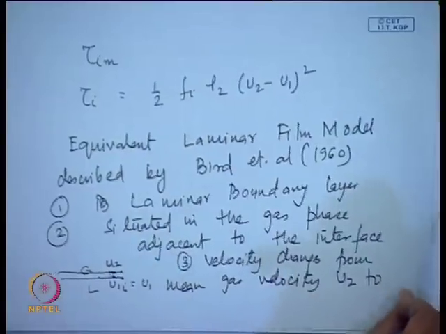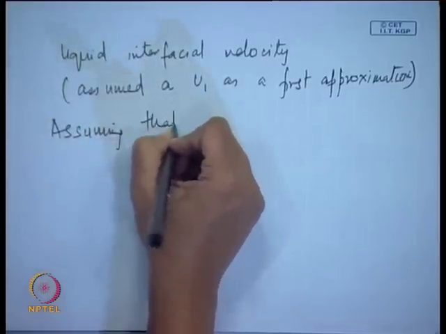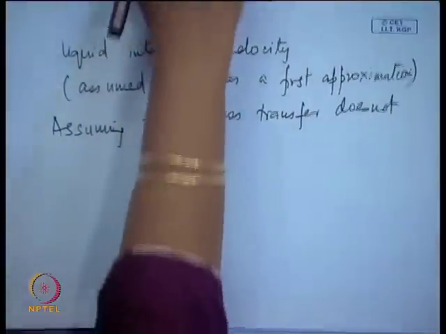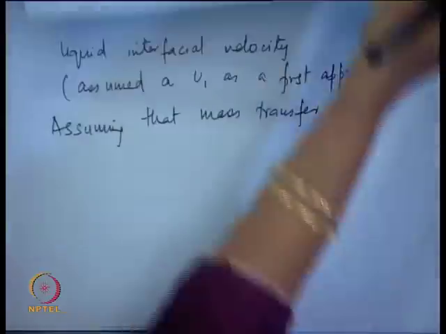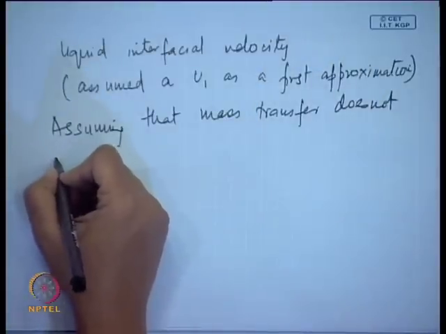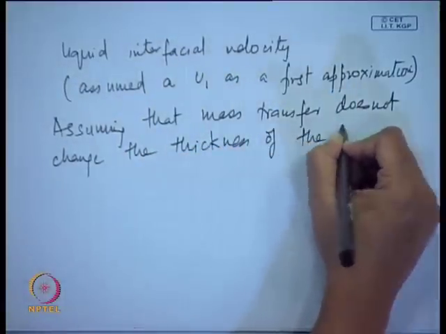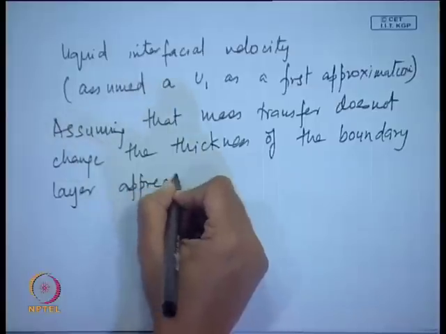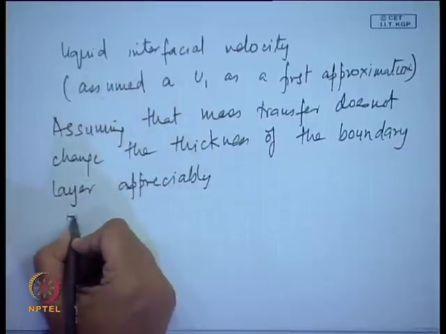Okay. So, on this particular basis, we assume that mass transfer does not change the thickness of this particular boundary layer, that means this thickness delta is not much affected due to mass transfer. So, if we make this supposition that mass transfer does not change the thickness of the boundary layer appreciably, under these conditions we can write down tau I m.